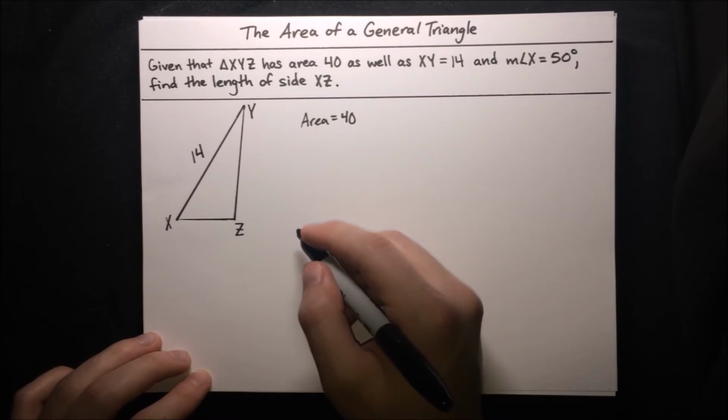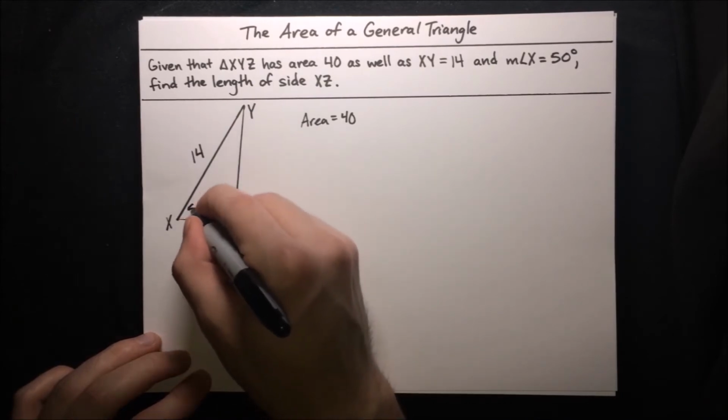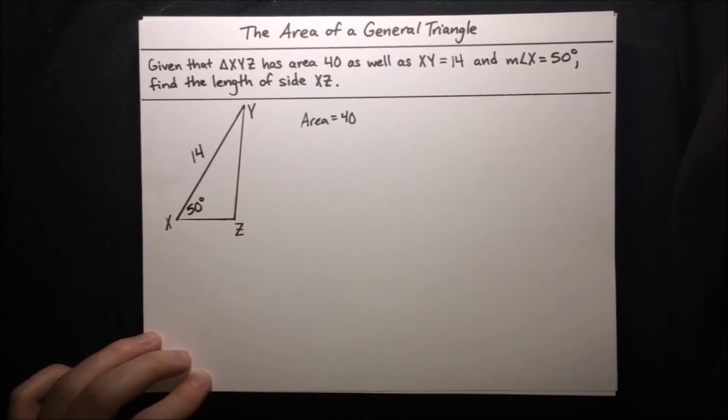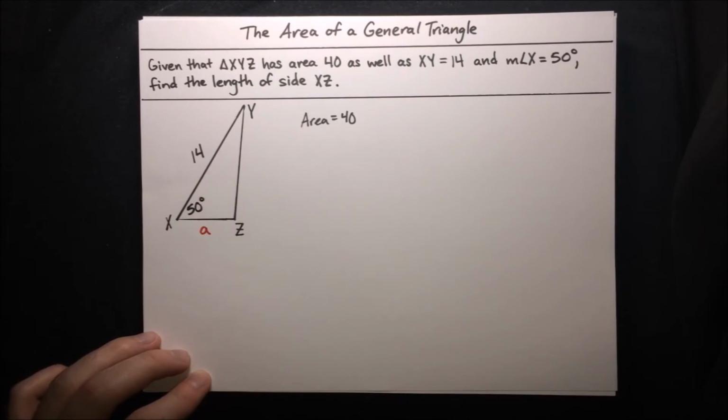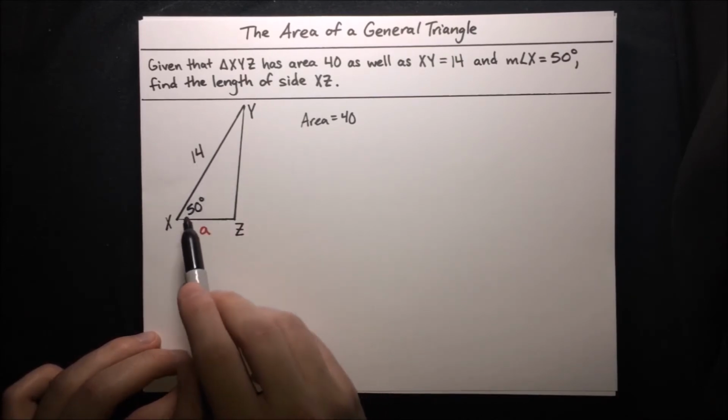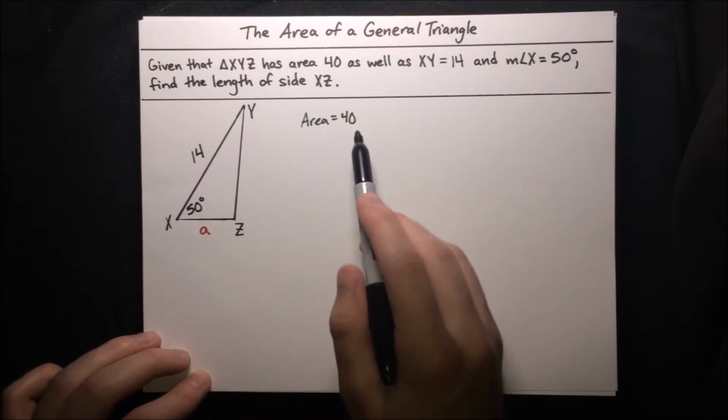And measure of angle X equals 50 degrees. So this right here, 50 degrees. And now we want to find the length of side XZ. So that's our variable. Why don't we call that A? That's what we want to solve for. So what do we know that relates all of this information, A, 14, 50 degrees, to the area, which we know is 40?